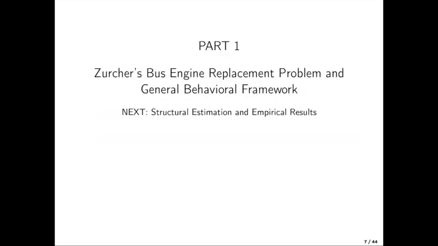Okay, so I'm going to divide this lecture into two. First we're going to focus on Zurcher's bus engine replacement problem and then the general behavioral framework that it fits into. In particular, we're going to discuss Rust's assumptions and the implications of them in terms of what restrictions they put on behavior implied by the model, but also what it buys in terms of the reduction in computational complexity. And you can say this is about how you solve the model. Next, we're going to talk about how you estimate the model and go into detail with the nested fixed point algorithm and present the empirical results.